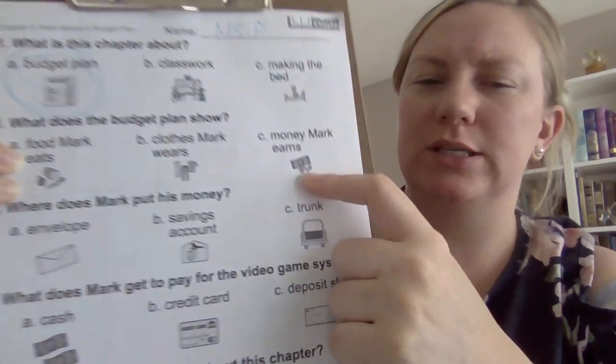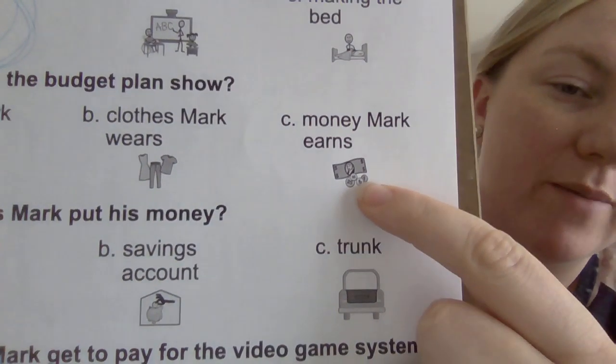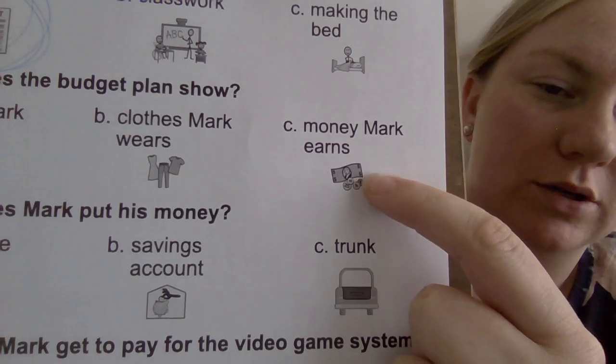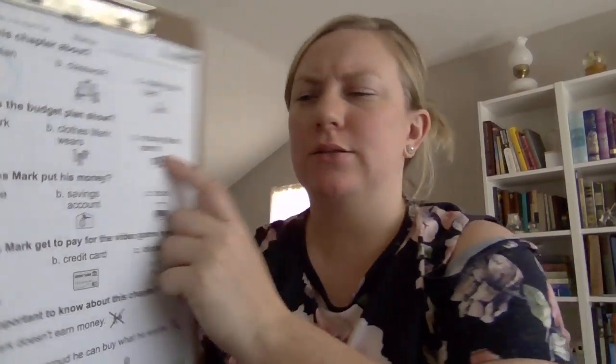I think I remember seeing this picture a lot in our chapters. It's a picture of money. There's a dollar, a bill, and coins. I think that's the answer. The answer is C. A budget plan shows the money that Mark earns.